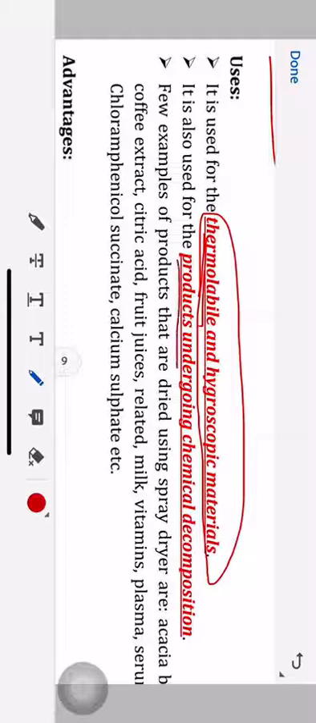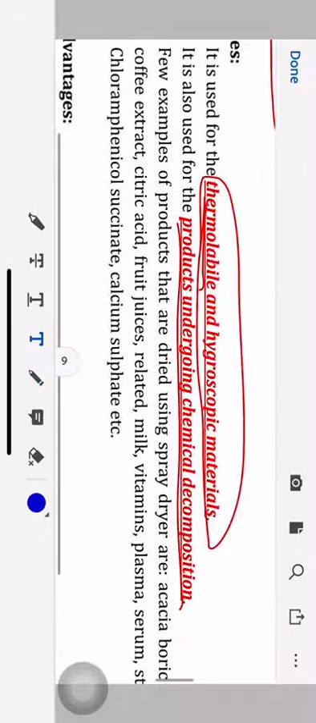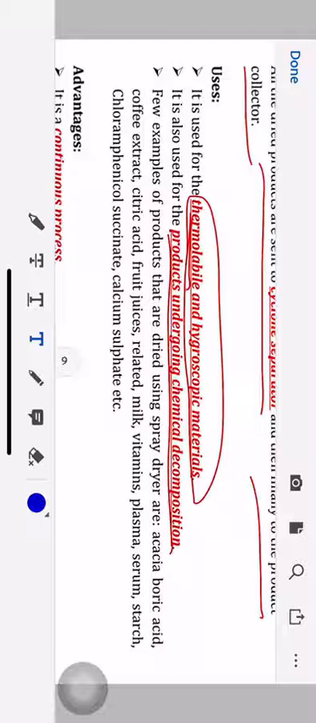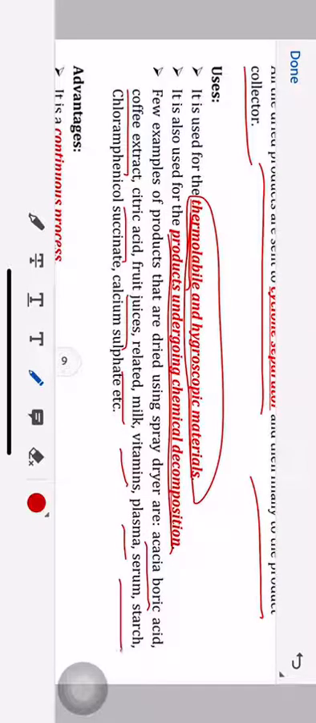It is also used for the products undergoing chemical decomposition. Same mechanism, that's why it can be used for products undergoing chemical decomposition. And the other products which can be dried using this method are acacia, boric acid, coffee extract, citric acid, fruit juices, milk products, vitamins, plasma, serum, starch, chloramphenicol succinate, calcium sulfate, etc. So a wide range of products can be dried by this method.